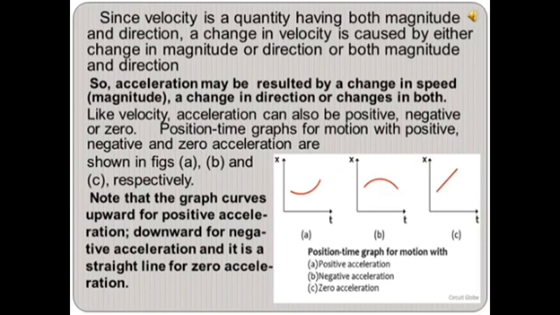Position time graphs for motion with positive, negative and zero acceleration are shown in figures A, B and C respectively. Note that the graph curves upward for positive acceleration, downward for negative acceleration, and it is a straight line for zero acceleration.